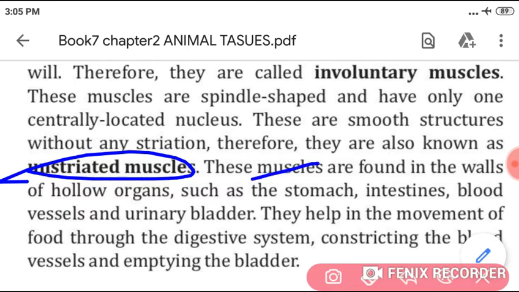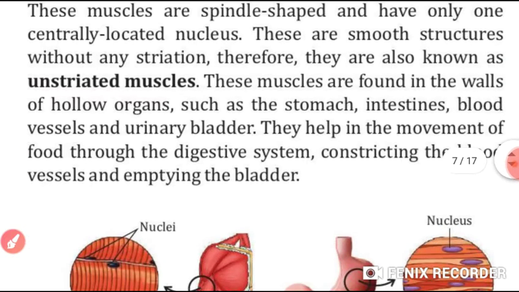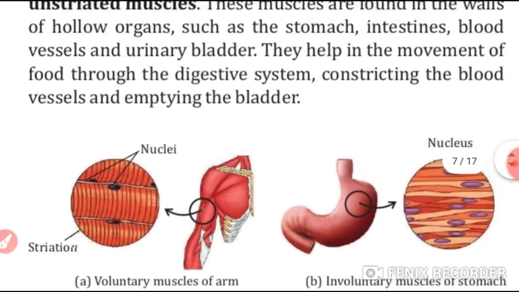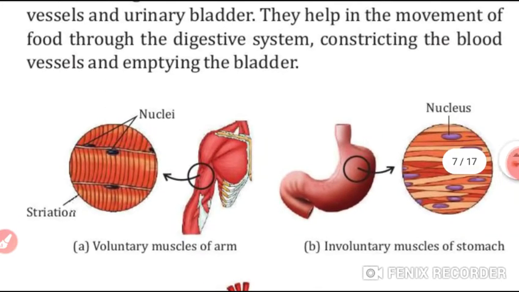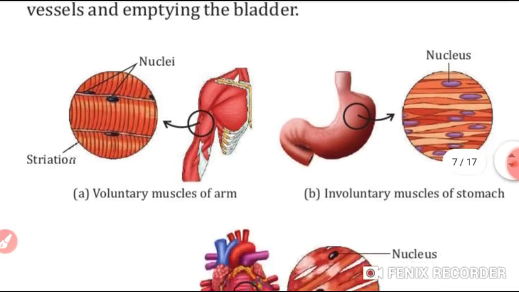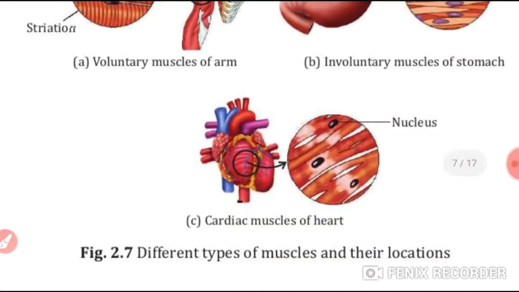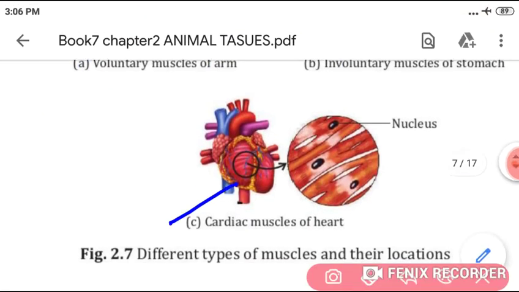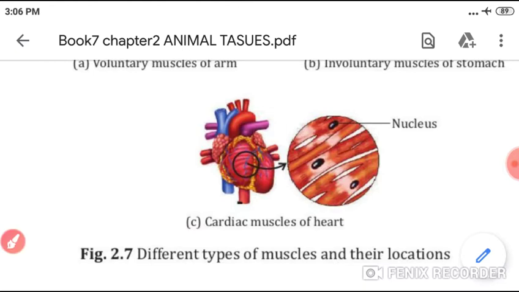Where are these muscles found? In the walls of hollow organs, which are those: stomach, intestine, blood vessels and urinary bladder. Okay, students, they also help in the movement of food through the digestive system, constricting the blood vessels and emptying the bladder. And students, here different types of muscles are there, and where they are found is also there: voluntary muscles of the arm, involuntary muscles of the stomach and cardiac muscles of the heart. This I will tell you now.